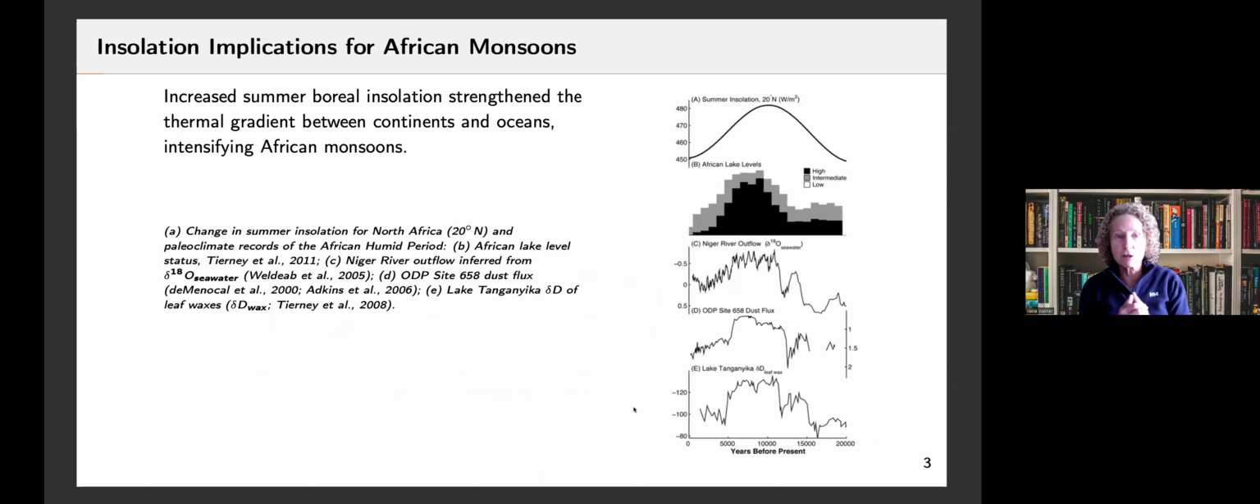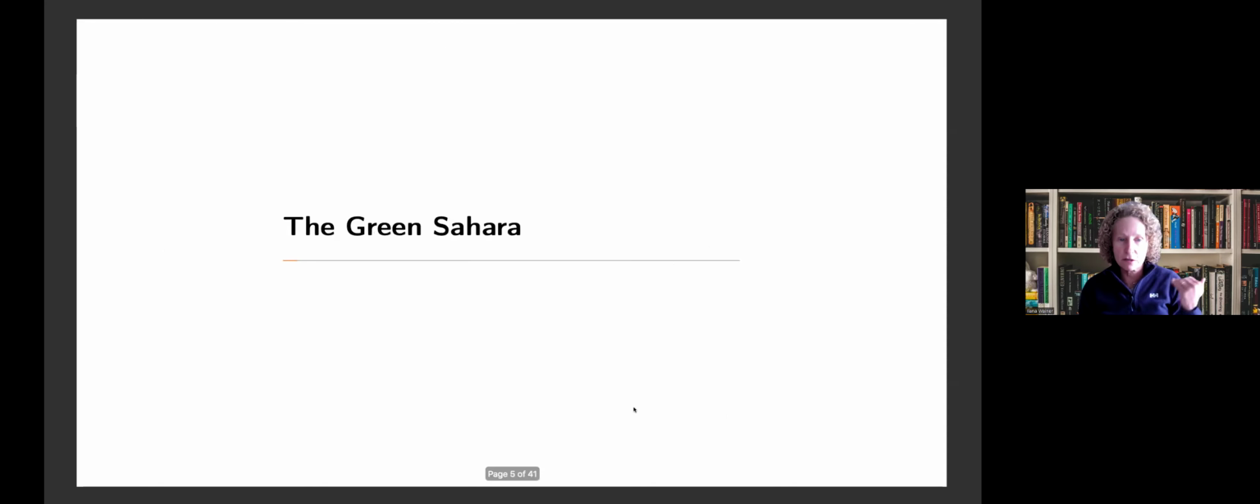So we have this increased summer insolation, and I didn't mention that before. It's mostly the summer insolation that increases, which strengthens the thermal gradients between continent and oceans. And this is exactly what intensifies monsoons, and in our case, the African monsoon.